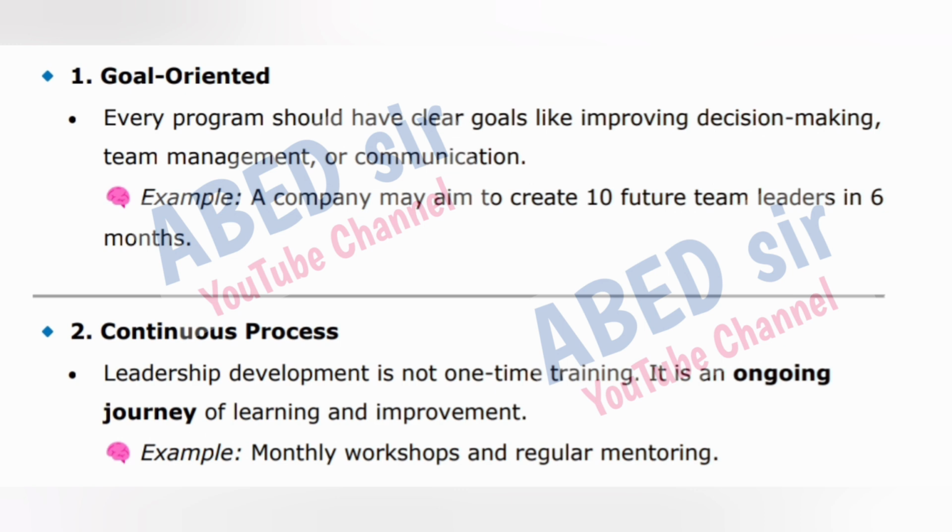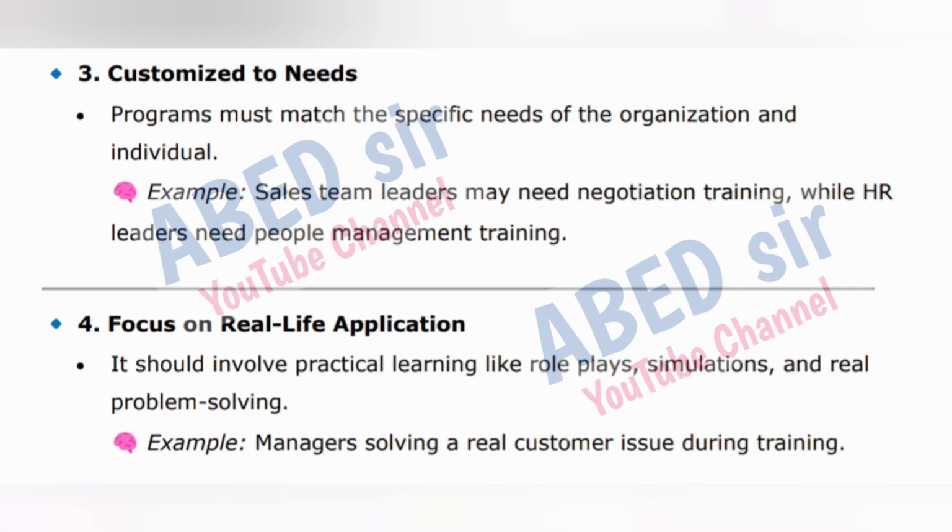2. Continuous process. Leadership development is not one-time training. It is an ongoing journey of learning and improvement. Example, monthly workshops and regular mentoring. 3. Customized to needs. Programs must match the specific needs of the organization and individual. Example, sales team leaders may need negotiation training, while HR leaders need people management training.